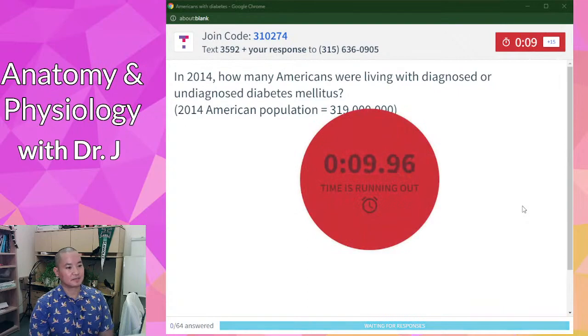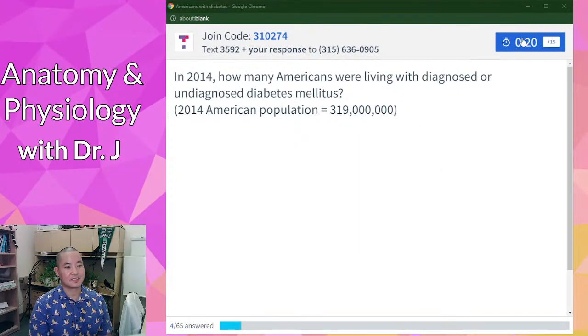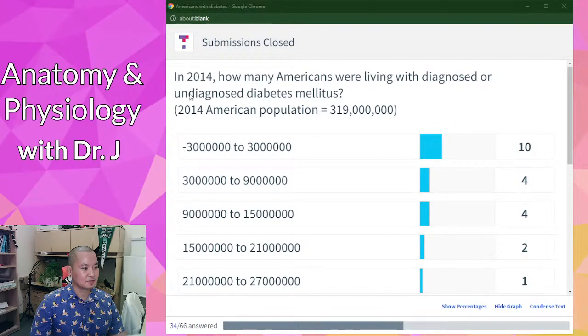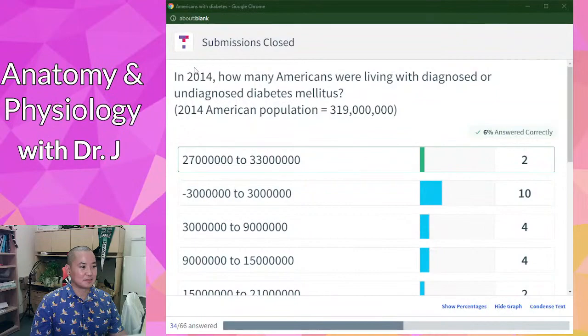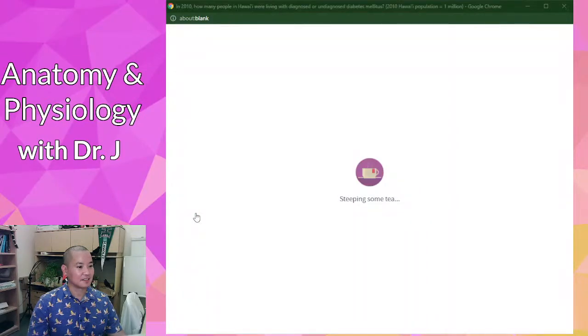So in 2014, how many Americans, and you have to type in the answer, were living with diagnosed diabetes, or undiagnosed, meaning they have diabetes but they didn't go to a doctor and they don't know they have it. See the most common responses. Ooh, that's a big wide range. But the actual correct answer is between this. So we see like, oh wow, that's a lot, right? So around the order of 30 million people in the US back then were living with diabetes mellitus.